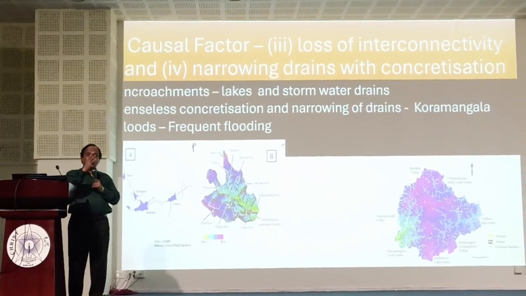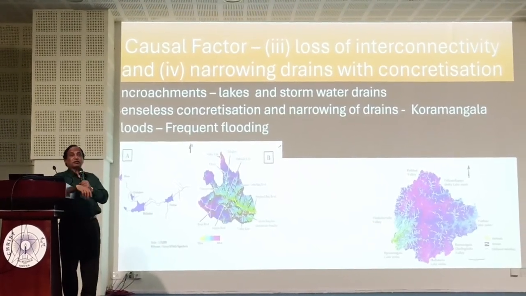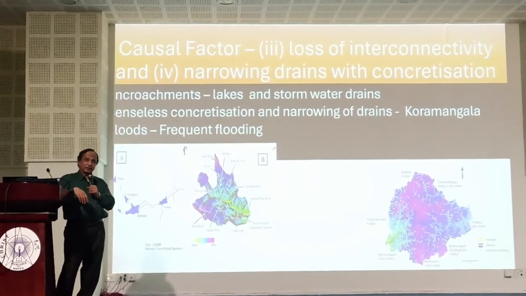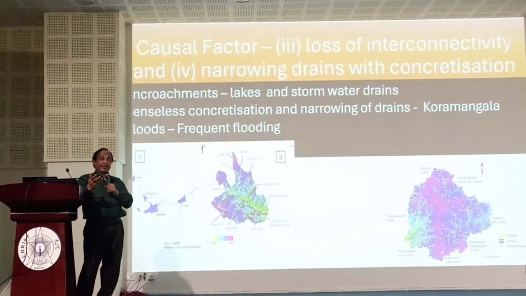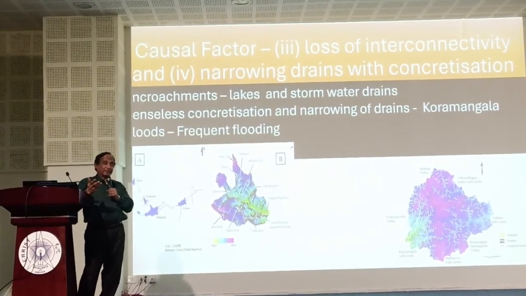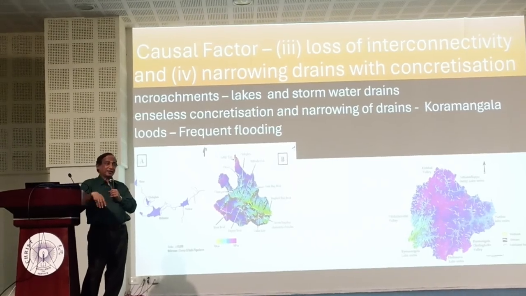For example, between Belandur and Nagaram, the drain width was 80 meter. Today you go and measure, it is 18 meter. Because of that, Koramangala flooded. When Koramangala flooded, the local resident approached me. When I studied, I saw it is because of these drains.